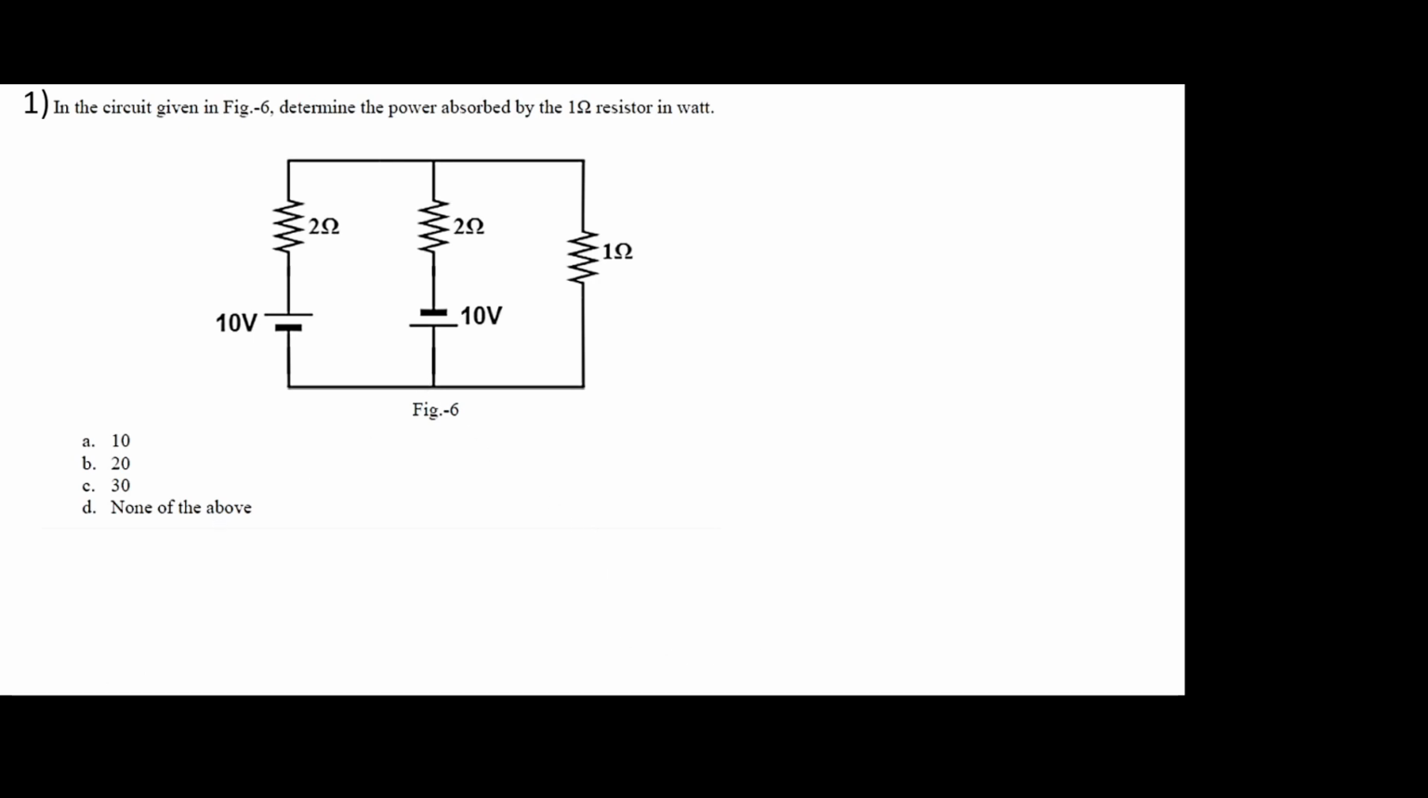So, let me take the pen. Yeah. So you have been given a circuit as shown here. These two are the DC voltage batteries connected across the resistance. What we have to find out is the power absorbed in this 1 ohm resistor. That is, in this resistor, how much power is getting absorbed.